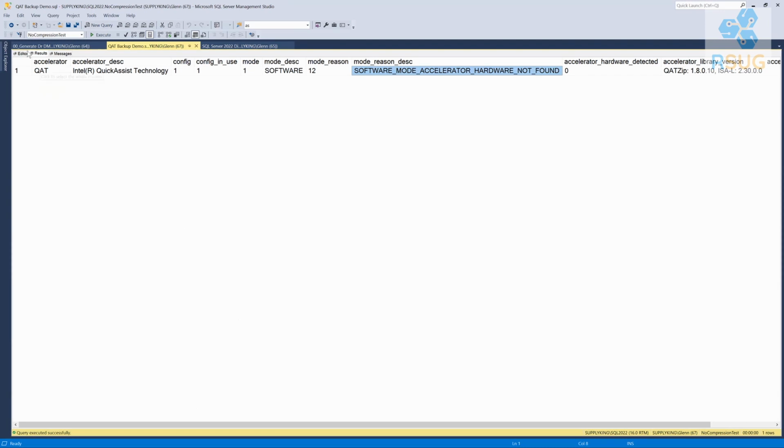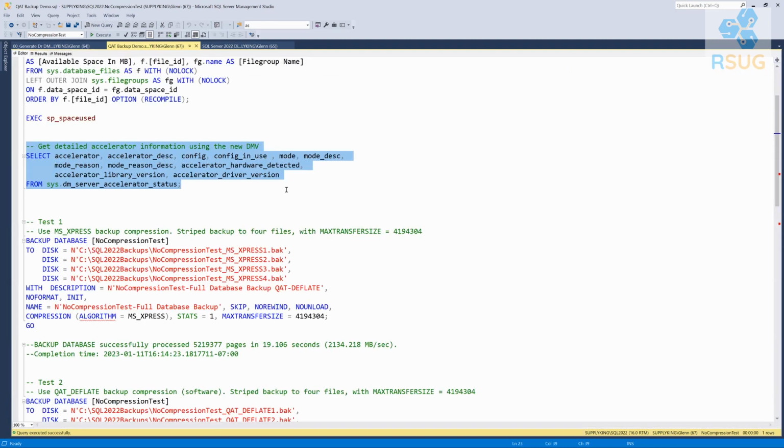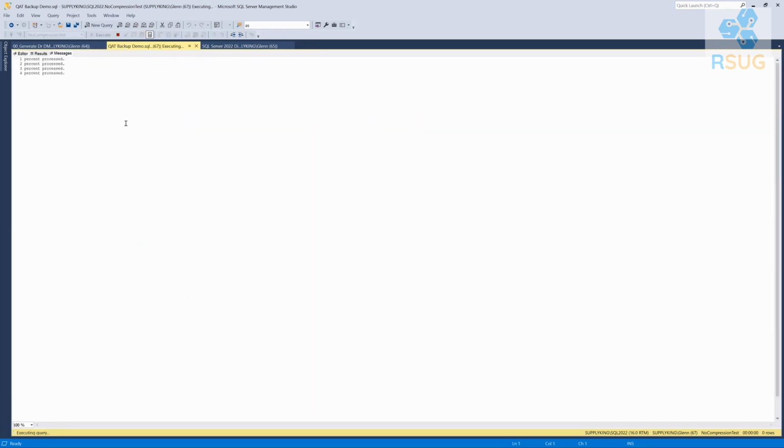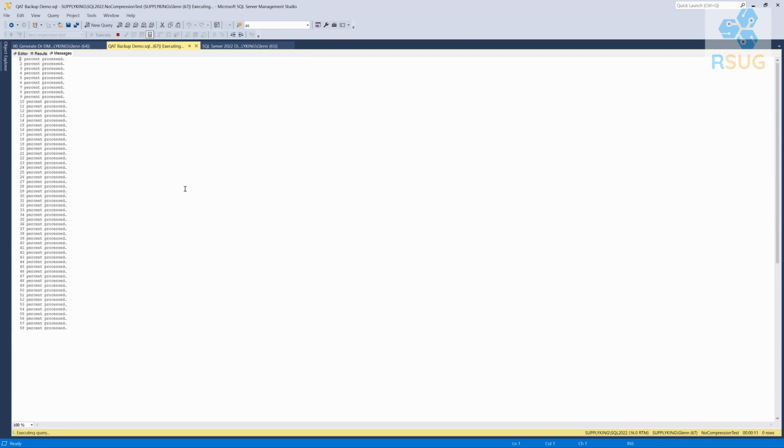So that tells you it's going to use software mode. And then I'm just going to take a backup of that database. The first backup is going to use the old legacy Microsoft Express backup compression. Now I'm running it, and it's running fairly quickly for a 40 gigabyte database on my system. It's going to probably take about 20 seconds or so to finish.